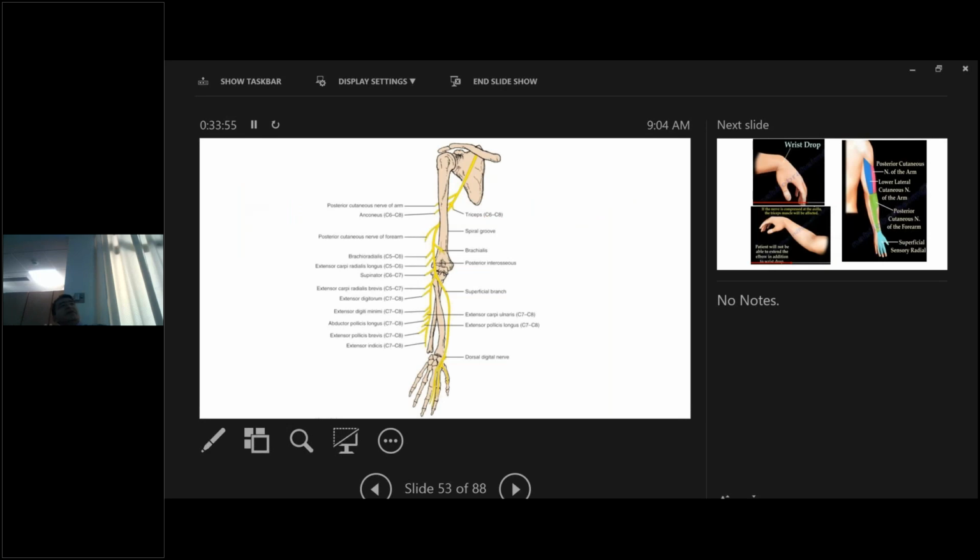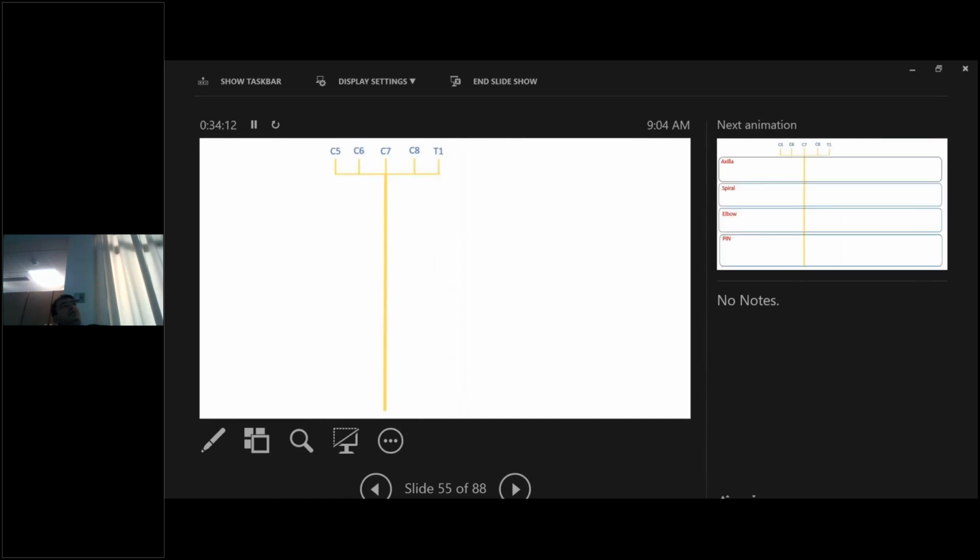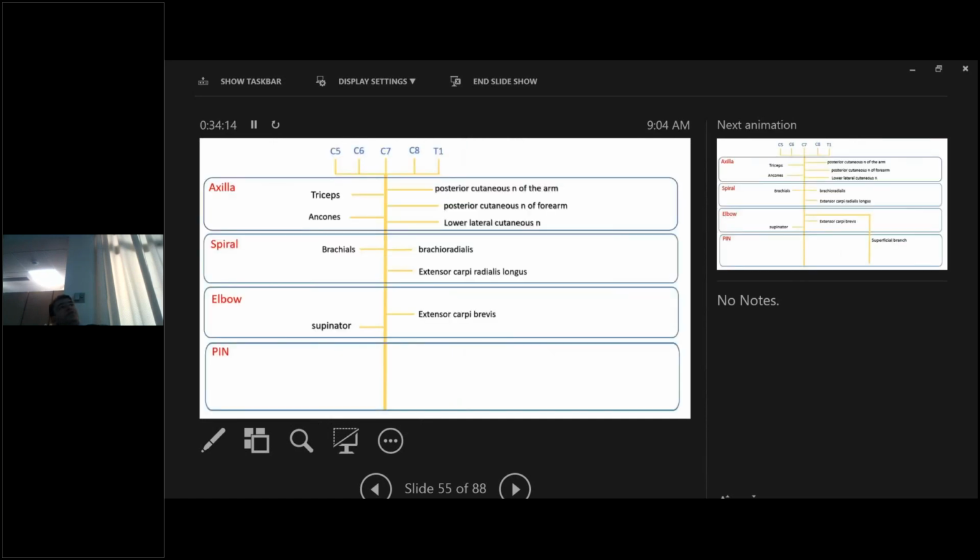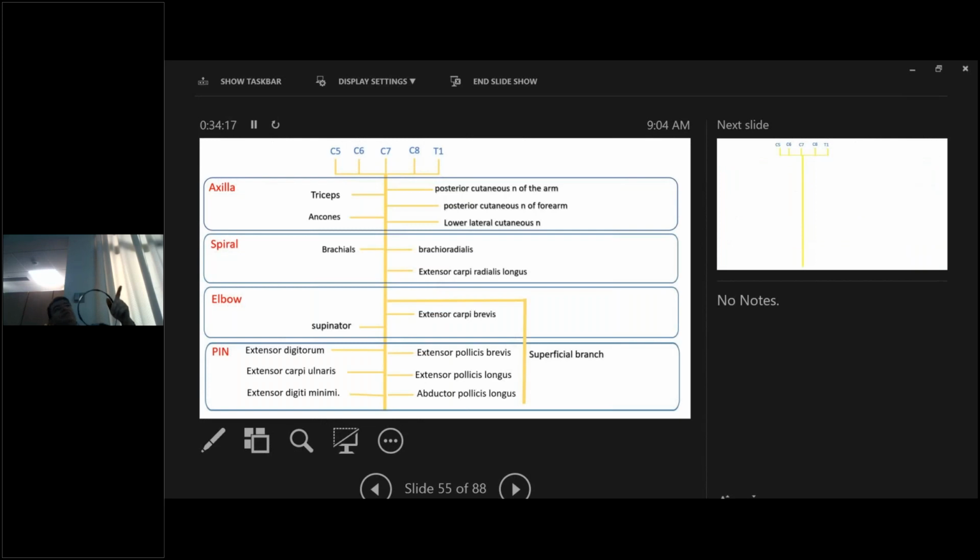Okay, this is to show you here, and here's the spiral groove, and this is what we call Saturday night palsy. At the elbow, it affected the other branches. This is from Professor Musab. So this will divide the extensor muscles. But for you, the most important thing is the axillary, spiral groove, and posterior interosseous nerve. Whenever they tell you in the exam that there is radial deviation, that means they're implying that the extensor carpi radialis longus is still intact.